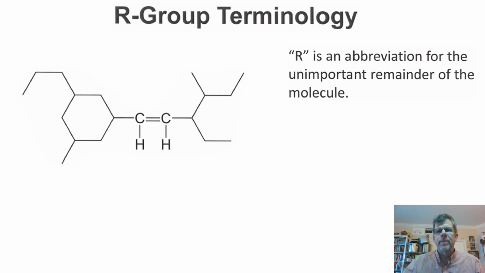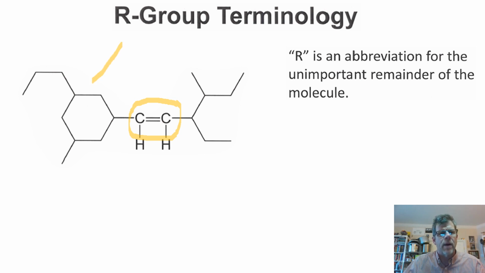So let's talk a little bit about what those red R's were on the previous slide. When we write R, R is an abbreviation in organic chemistry. It's an abbreviation for the unimportant remainder of a molecule. So let's look at this molecule over here on the left. And I've already emphasized the alkene on it here. If I just wanted to bring your attention to this alkene portion right here, and said, look at this alkene, look at this carbon-carbon double bond.